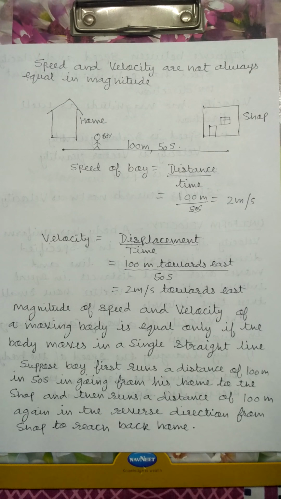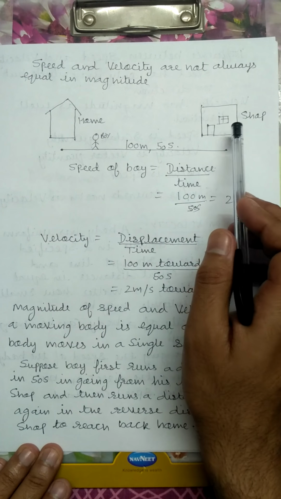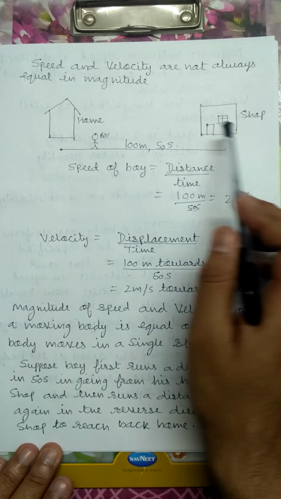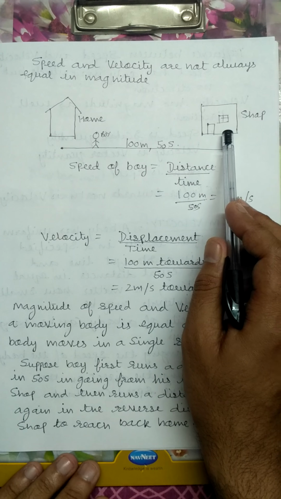So the magnitude of speed and velocity of a moving body is equal only if the body moves in a single straight line. As long as the body is moving in a single straight line, the magnitude of speed and velocity are going to be the same. There will be no difference. Now, suppose this boy runs back to his home. After reaching the shop, he runs back to his home, and it again took him 50 seconds to go from shop to home.